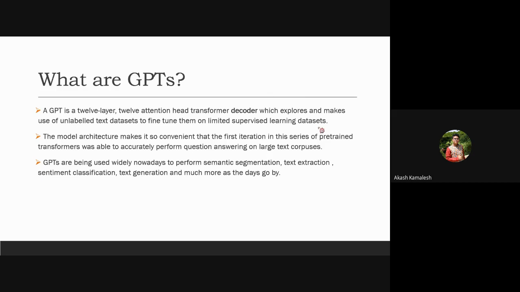So the model architecture is convenient in that the first iteration, GPT-1, was able to perform question answering. You give it an essay and then you ask a question, and it was able to give you an answer. And right now, GPTs are being used for semantic segmentation, like brain tumor segmentation, detecting in an X-ray where the brain tumor is, and text extraction, sentiment classification. I think most of you must have heard about tweet sentiment classification data sets, right? GPTs are being used extensively for that. So they're being used in a lot more tasks daily.